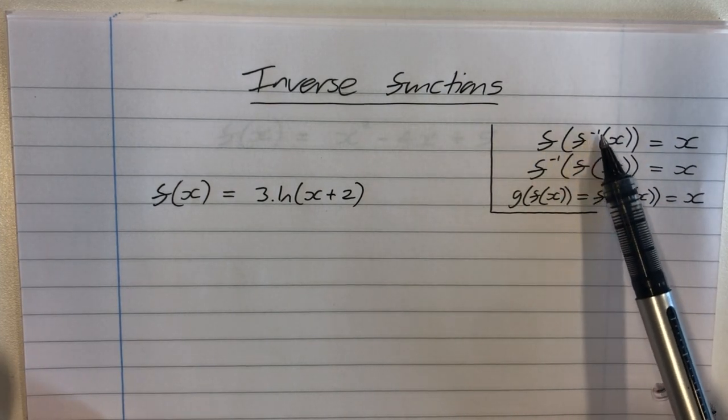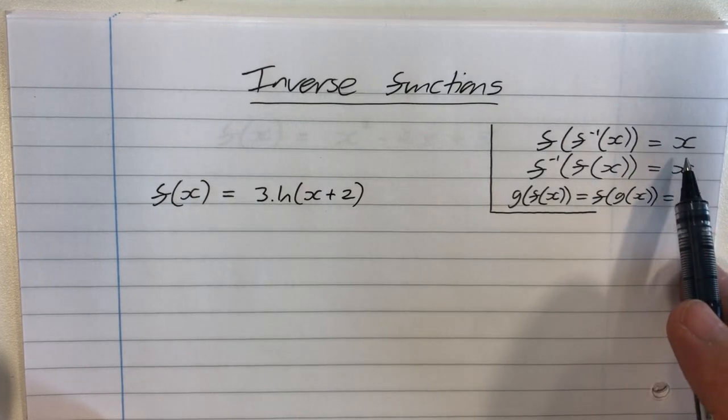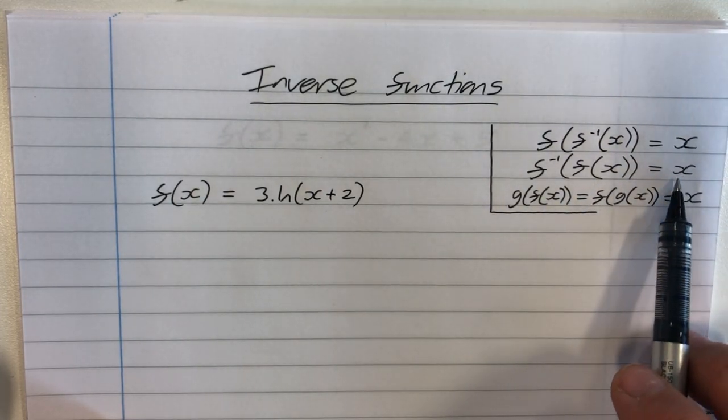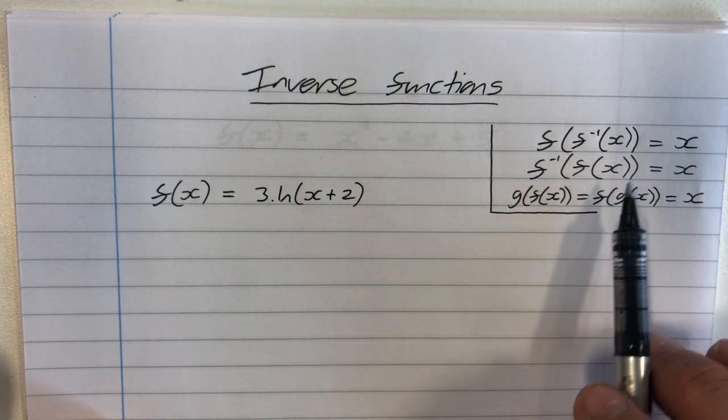F of inverse f, so inverse f is notated as f to the minus 1 of x. F of inverse f will always be x. Inverse f of f will usually be x, but there will be some exceptions to that. And we'll have a look at those in a little bit.